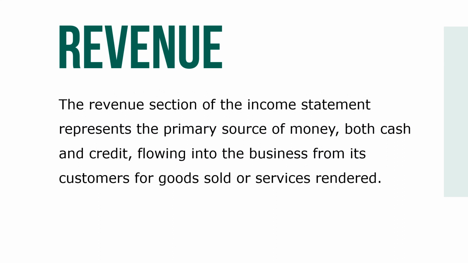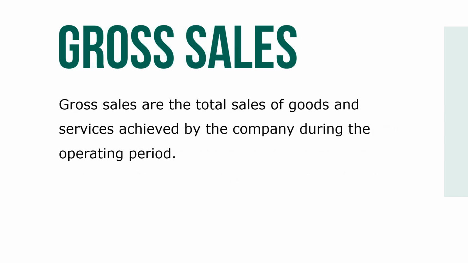The revenue section of the income statement represents the primary source of money, both cash and credit, flowing into the business from its customers for goods sold or services rendered. Gross sales are the total sales of goods and services achieved by the company during the operating period.